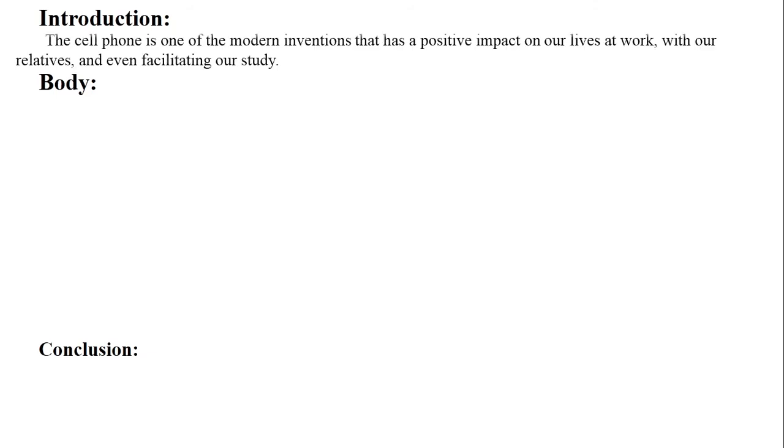Okay, so we are talking about cell phones at schools. How can you define cell phones? We start from a definition in the introduction. Yes, very good. One predictable answer may be: the cell phone is one of the modern inventions that has a positive impact on our lives at work, with our relatives, and even facilitating our study. Excellent. This is a definition of cell phone and a general view about cell phone.